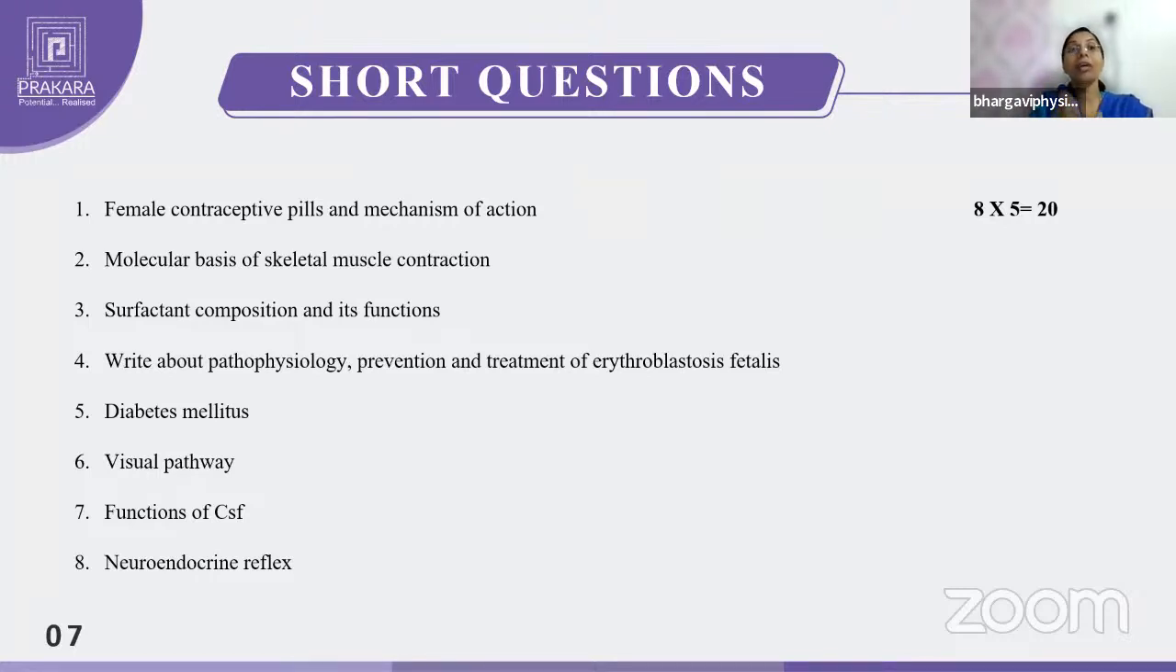The next question is the surfactant, its composition and its function. Okay, so for this question, you have to write from which part surfactant production is going to occur. Means the type 2 alveolar epithelial cells are going to produce the surfactant. That point you have to write. What is the composition? In the composition, definitely you have to present the dipalmitoyl phosphatidylcholine. Okay, phospholipids, apoproteins, and the calcium ions will be there.